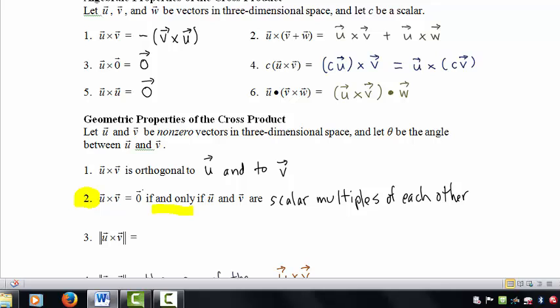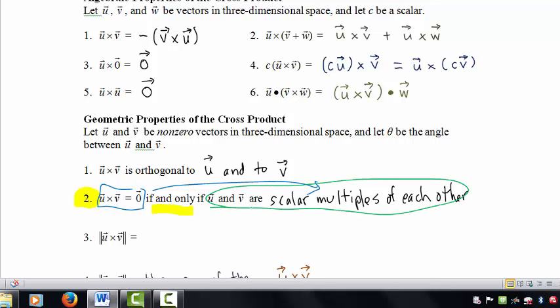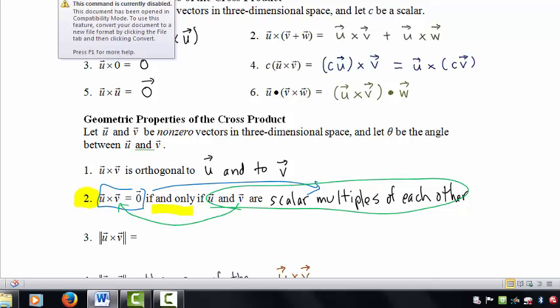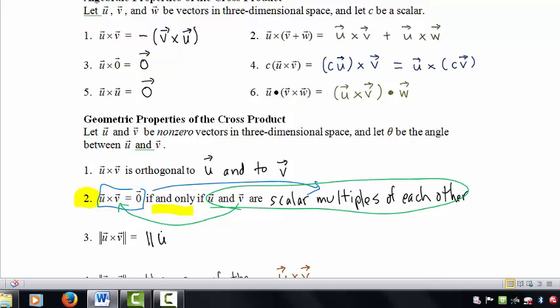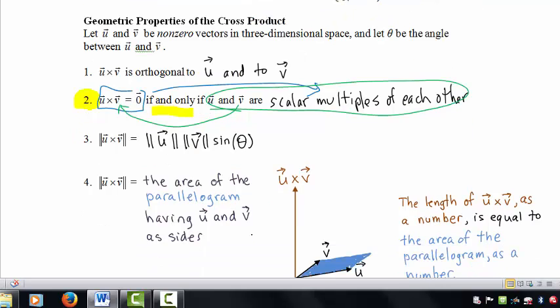In one direction, if we know or assume that U cross V is a 0 vector, then it must be the case that U and V are scalar multiples of each other. Or, if you start over here and you assume or know that U and V are scalar multiples of each other, it always follows then that U cross V equals a 0 vector. The magnitude of U cross V is equal to the magnitude of U times the magnitude of V times sine of theta, which is the angle between the two, where theta ranges from 0 to pi.